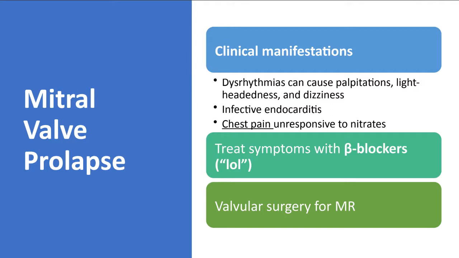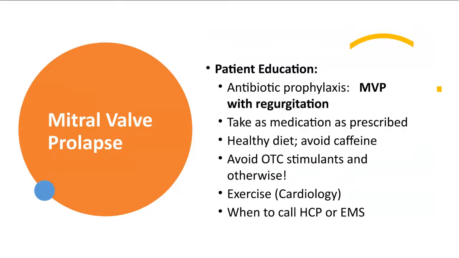Okay, so clinical manifestations. We know what's going to happen with our patients with mitral valve prolapse. We also know what procedures can be done for these patients as well. Okay, so patient education. If your patient has mitral valve prolapse, they're going to need antibiotic prophylaxis prior to any procedure. All right, so dental procedure, surgical procedure, they're going to need to be prophylaxed prior to any kind of procedure. Does that make sense?